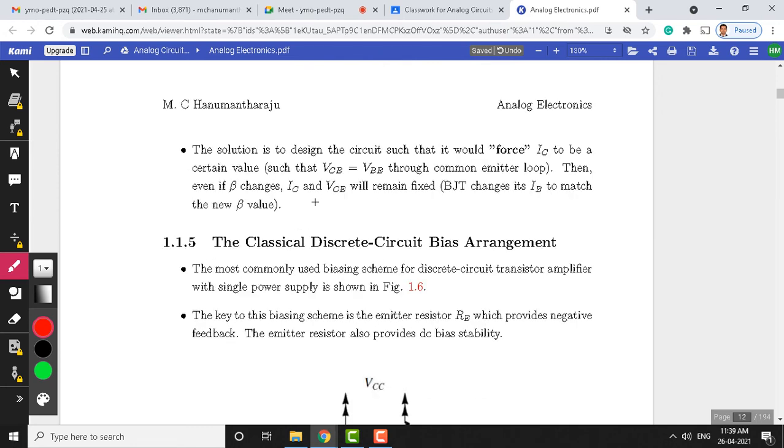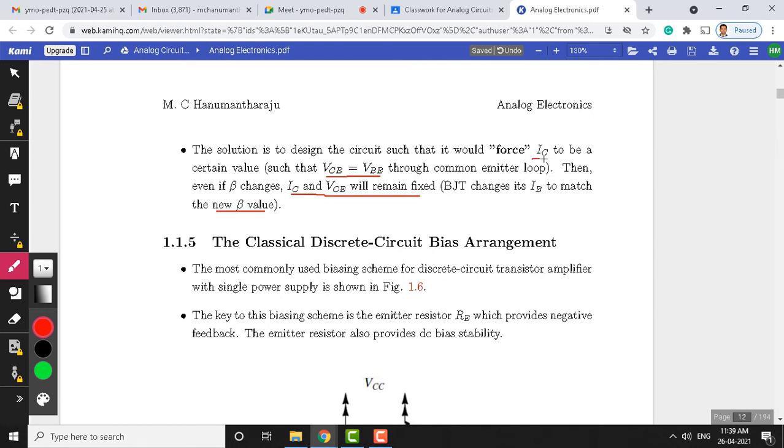With that, I think we can arrive at a simple solution. The solution is to design the circuit such that it would force the collector current to be a certain value, and VC and VB, that is the collector emitter voltage and base emitter voltage, let us make these two values equal. Then even if beta changes, IC and VC shall remain fixed. The BJT changes IB to match the new beta value here.